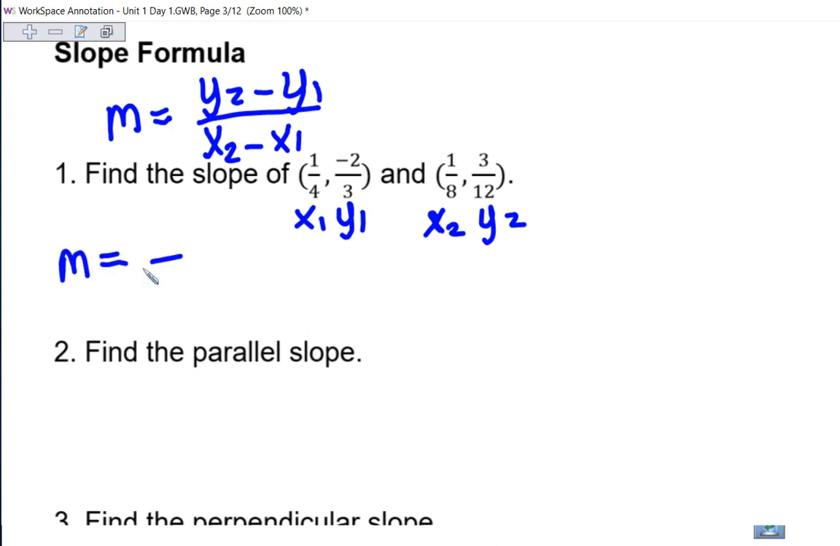So what value do I put for y2? 3/12. Minus, what do I put for y1? Negative 2/3.